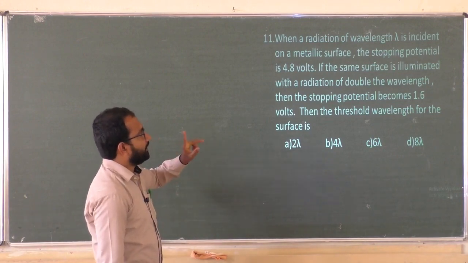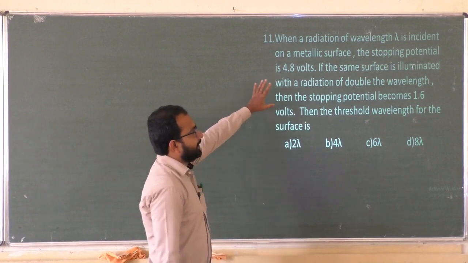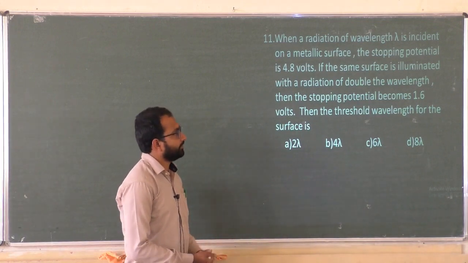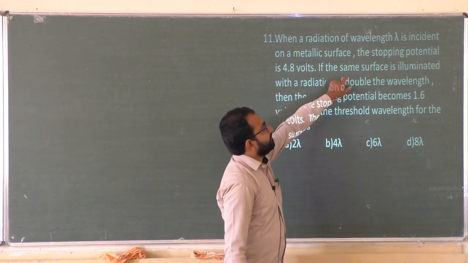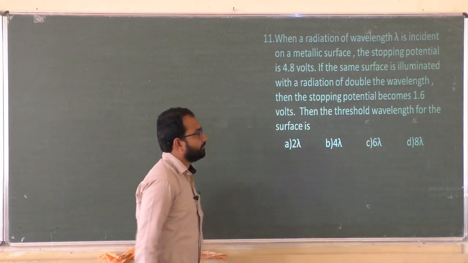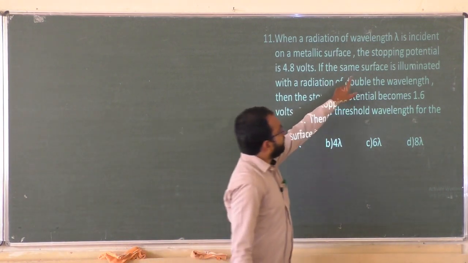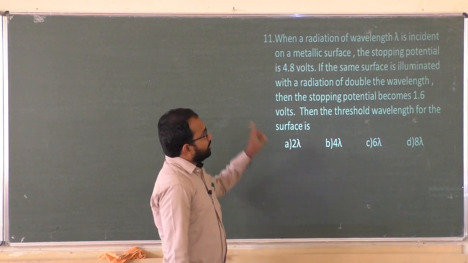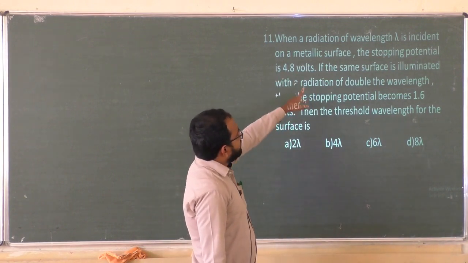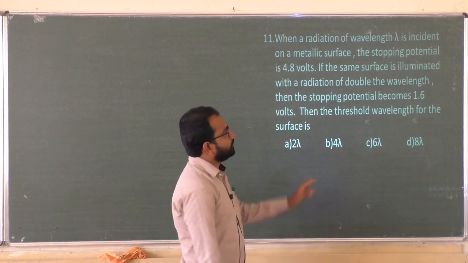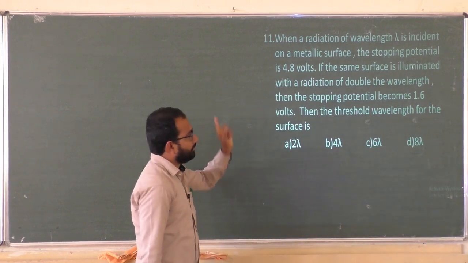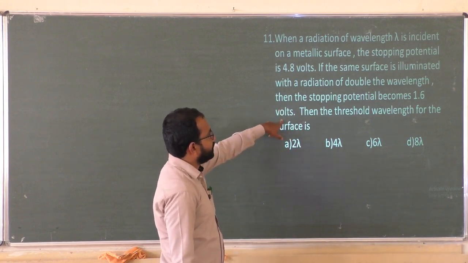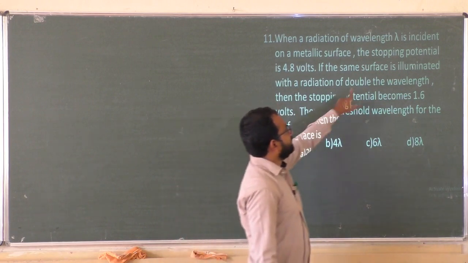See, the question has two parts. When a radiation of wavelength lambda is incident on a metallic surface, the stopping potential is found to be 4.8 volts. Now for the same surface, the photosensitive material used is same, but it is the second case. When the same surface is illuminated with a radiation of double the wavelength, you are changing the wavelength to twice the initial value, then the stopping potential becomes 1.6 volts, right? Stopping potential changes because you are doubling the wavelength.